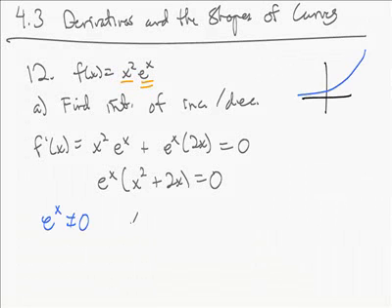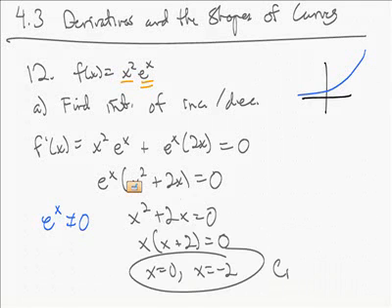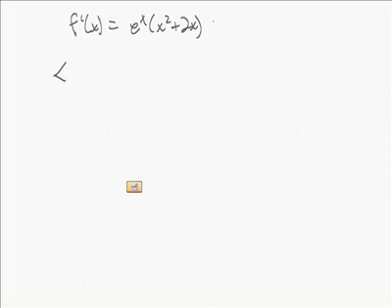So that means the only place our derivative can equal 0 is where x squared plus 2x equals 0. If I factor an x out of there, I have x times the quantity x plus 2 equals 0. And so either x is equal to 0 or x is equal to negative 2. So I have these two critical values, x equals 0 and x equals negative 2. Our derivative was e to the x times x squared plus 2x. So we're going to make the real number line here, with negative 2 and 0 as the critical values.